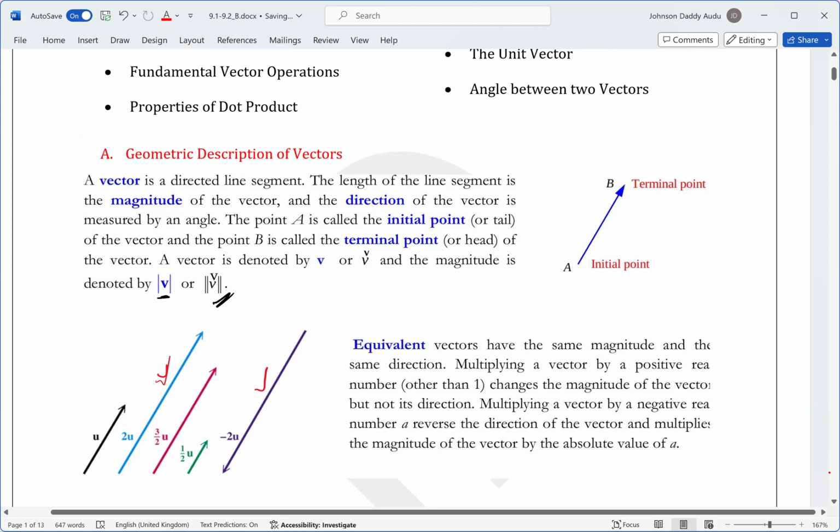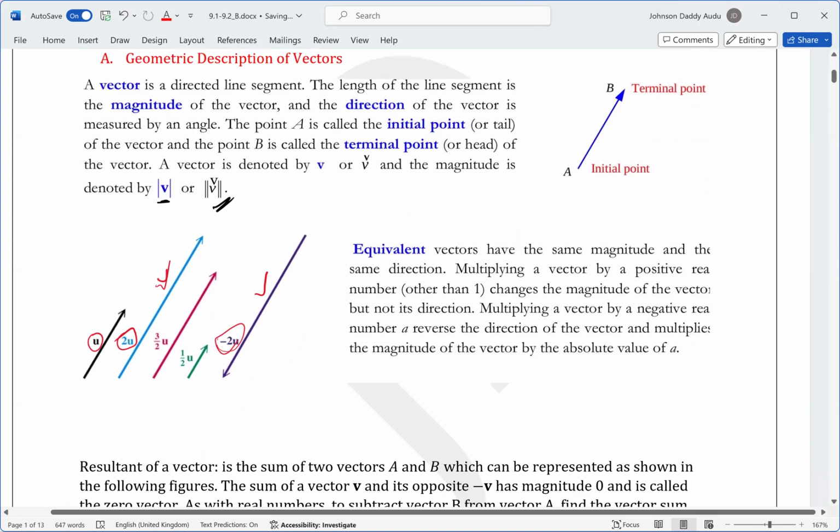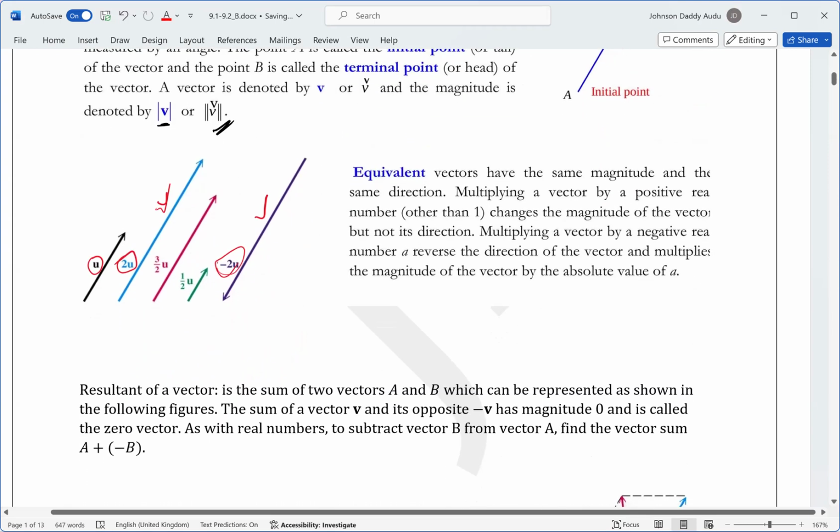So if you multiply a vector by a positive number other than 1, it changes the magnitude, right? For example, here you have u, and this is 2u because you multiply by a positive, so it becomes longer. But if you multiply by minus 1, it doesn't change the magnitude, but it reverses the direction of the vector. Okay.